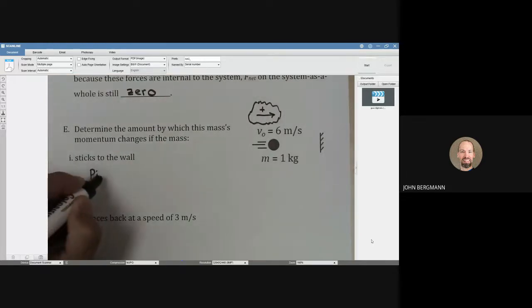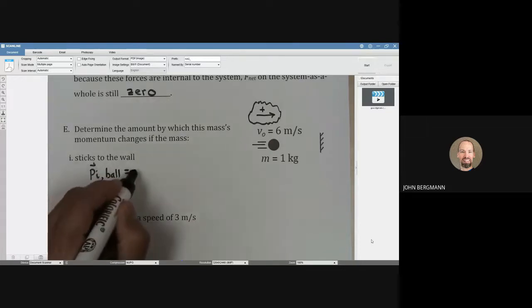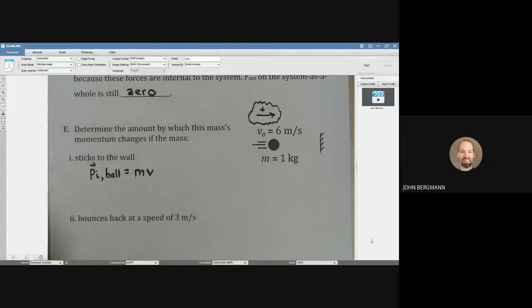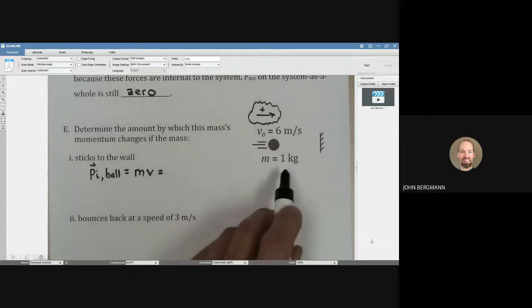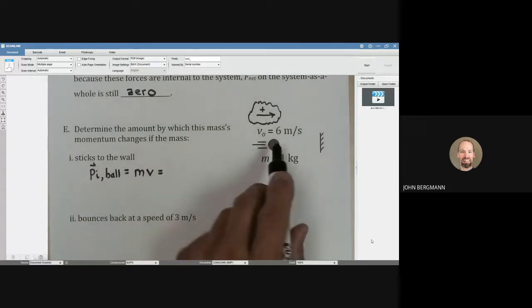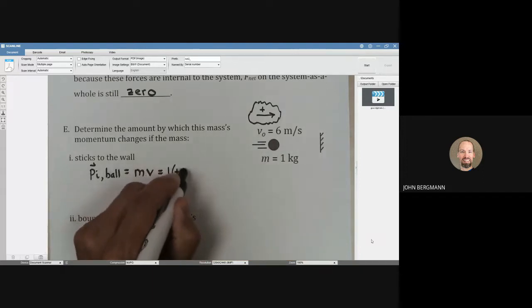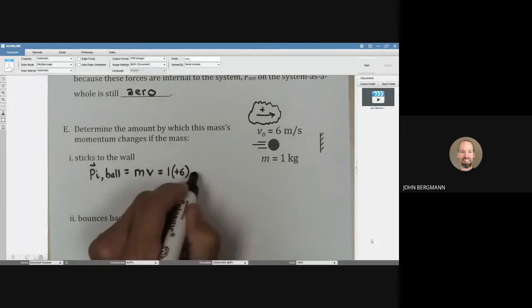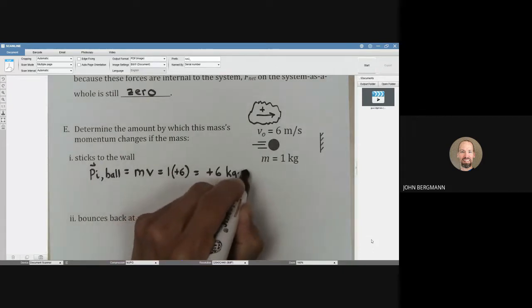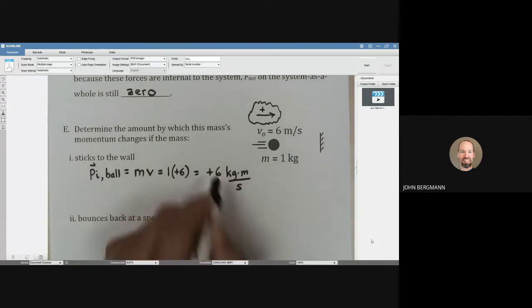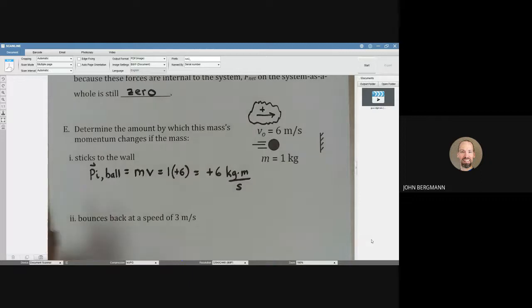Initially, the momentum of the ball is mass times velocity. So the mass is 1 kilogram, the velocity is 6 meters per second, positive. I'll accentuate that by putting a little plus sign there. 6 kilogram meters per second, positive. That's the unit for momentum. Mass has the unit kilograms, the velocity is in meters per second, so kilogram meters per second.